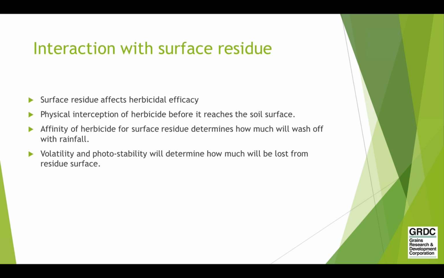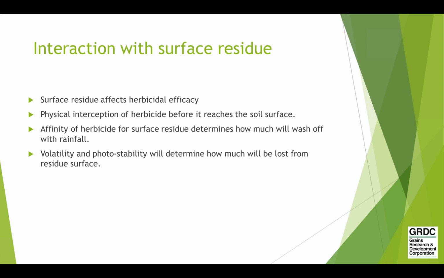The other factor that's very important to understand the behavior of these five herbicides is how they interact with surface or crop residue. It's been known that surface residue affects herbicidal efficacy, and it can do this in multiple ways. One, it's just a physical interception of the herbicide before it reaches the soil surface. So if you have a lot of residue, when you spray it, the herbicide can be intercepted by the residue and not reach the soil. But it's not lost because of that. The herbicide can then be washed off of that residue with rainfall after application.